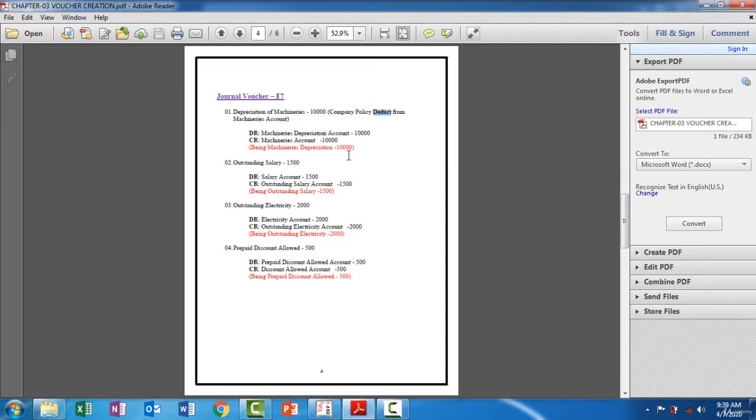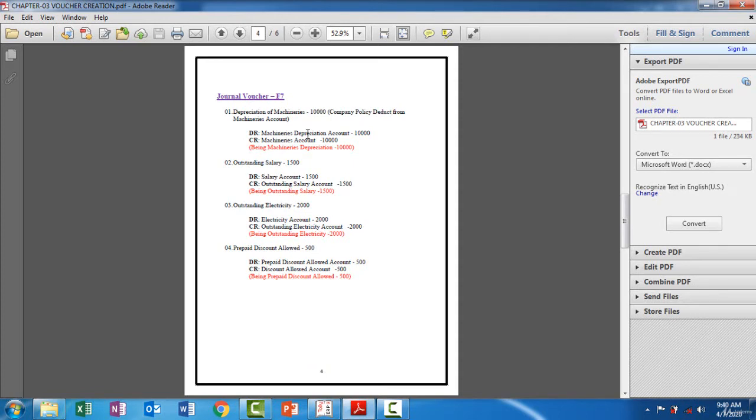The journal voucher shortcut key is F7. If you press the F7 key, the journal voucher will be activated. So now we are going to look at the first transaction. Depreciation of machineries 10,000. Company policy deduct from machineries account. Sometimes the company allocates or transfers this depreciation to the accumulated depreciation account, but this company directly deducts it from the machineries account.